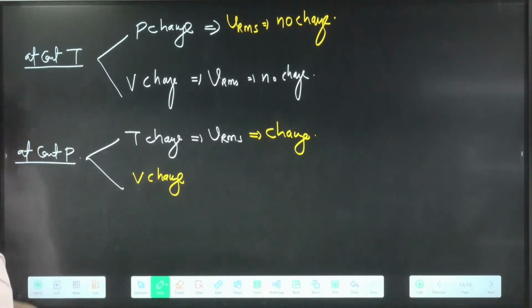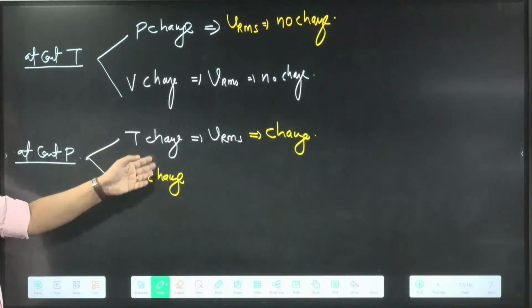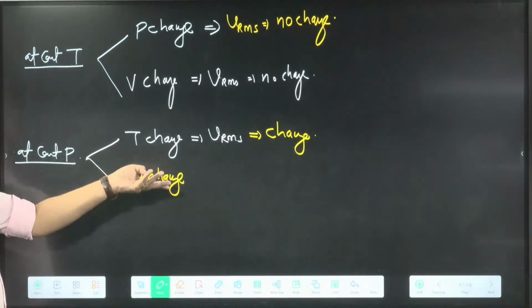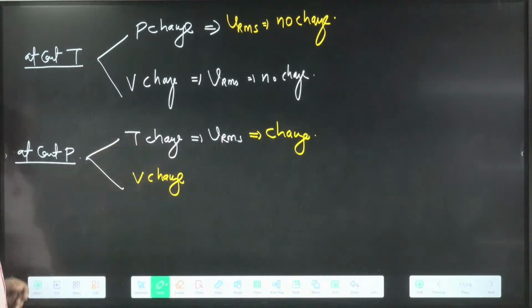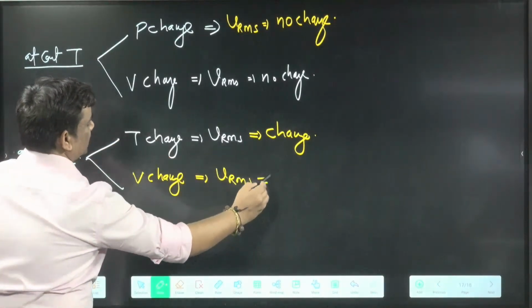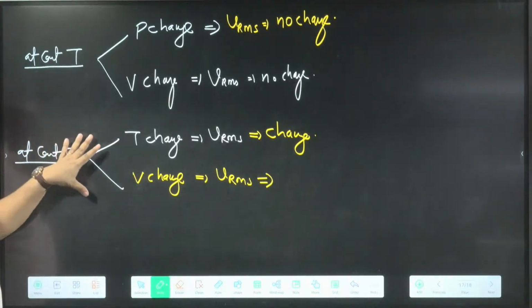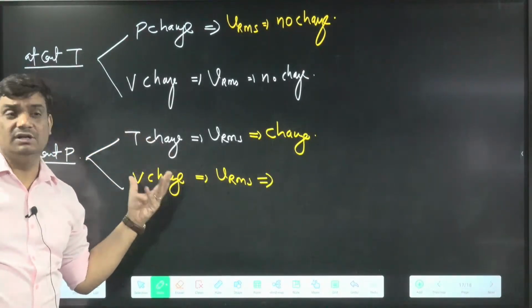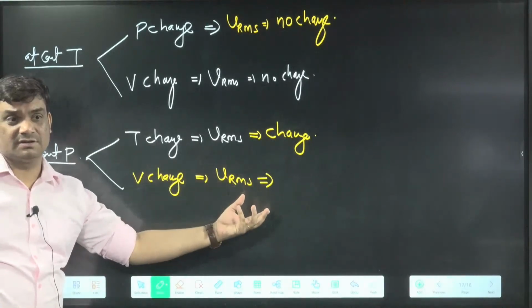And if I say here, sir, volume change or density change, anything, volume change or density change. They can say volume or density, both are the same because volume is mass by density, or density is mass by volume. So here VRMS will change or not change in this question? They will say at constant pressure, volume doubled, volume tripled. Change or not change?